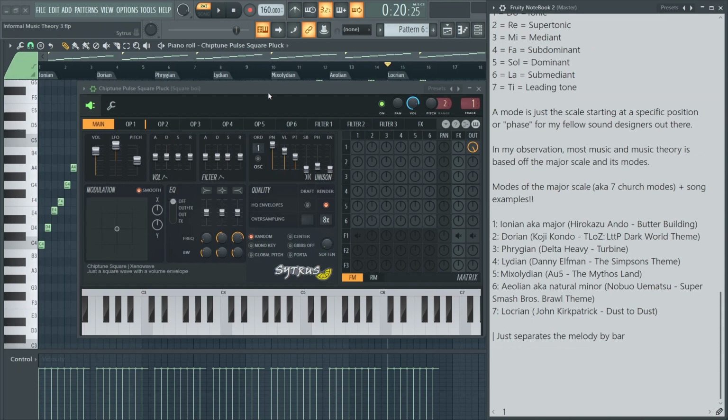Now, the formula to basically finding any mode is to remember this, for one. This is the order in which the modes are: Ionian, Dorian, Phrygian, Lydian, Mixolydian, Aeolian, and Locrian. So, for example, if I want to find A Locrian, I would have to ask, which major scale has A as the 7th? And from there, I already know it's B flat major.